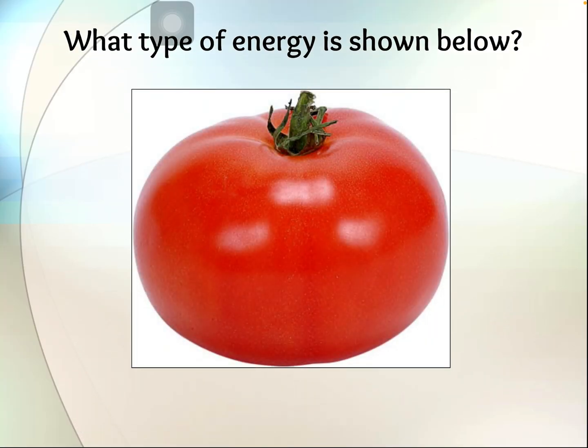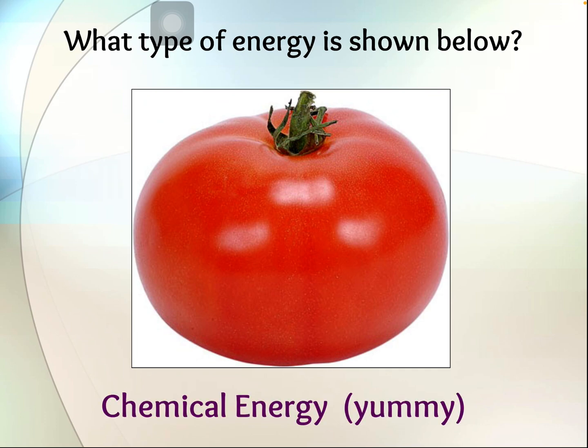What type of energy is shown below? It's a tomato. Okay. Chemical energy. Yummy, huh? The molecules in the tomato contain energy, right? So we consume it. Our bodies can burn that fuel.